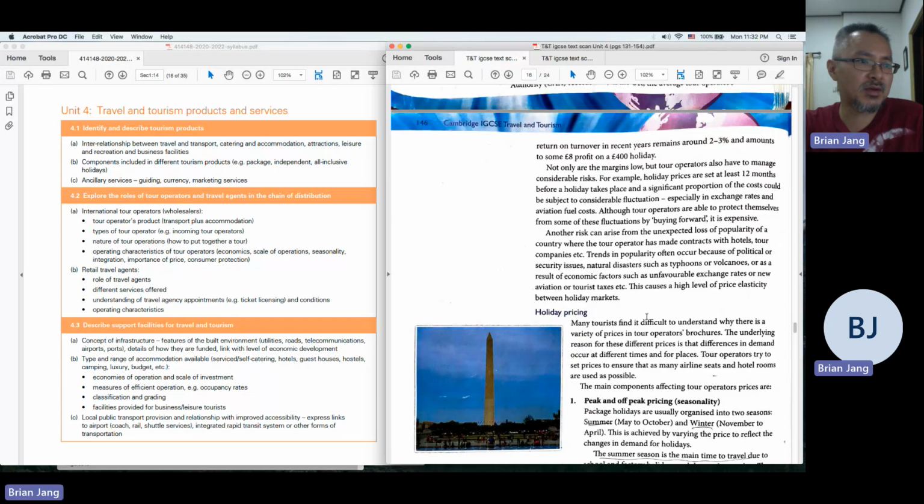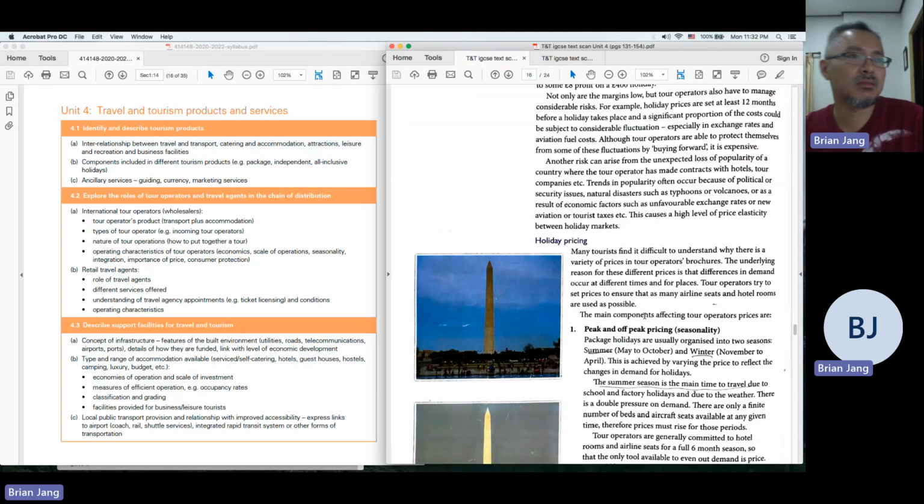Yeah, holiday pricing, talking about seasonality. Definitely know what seasonality is. It's how businesses operate according to peak and off-peak seasons. Peak season means when most of the tourists are coming to that destination to experience their packages, right? There's a season where it's popular, where things are high in demand.